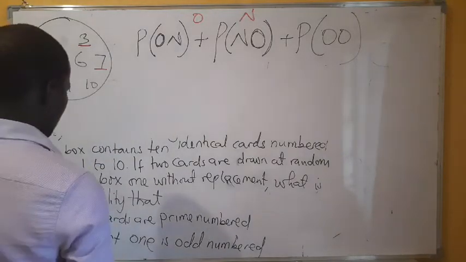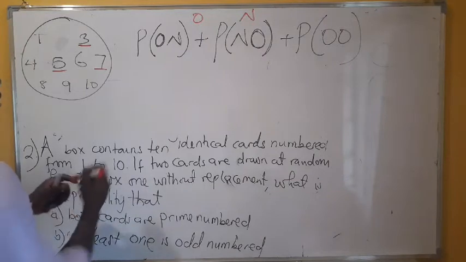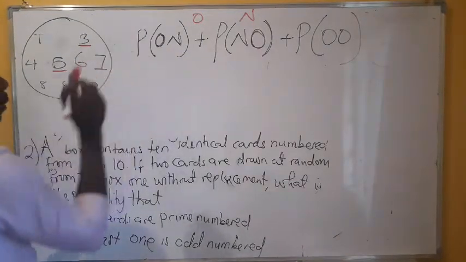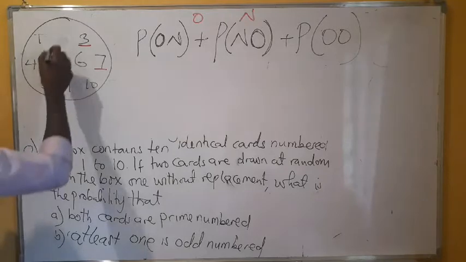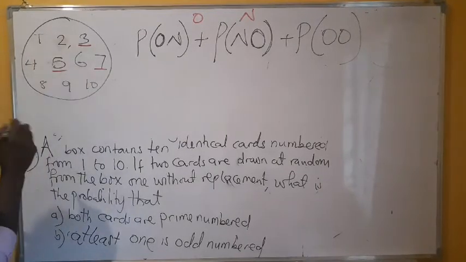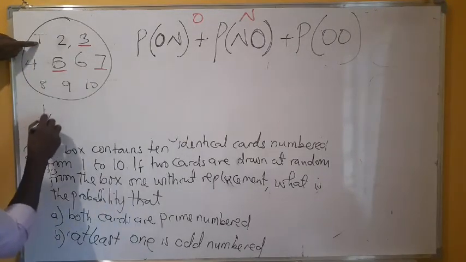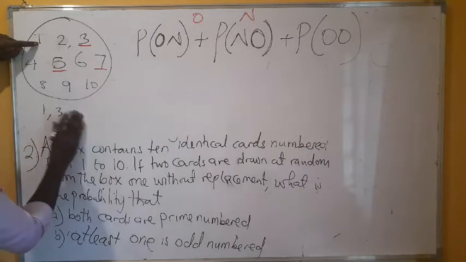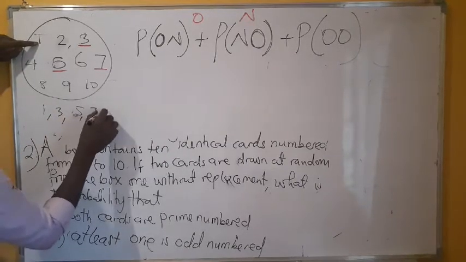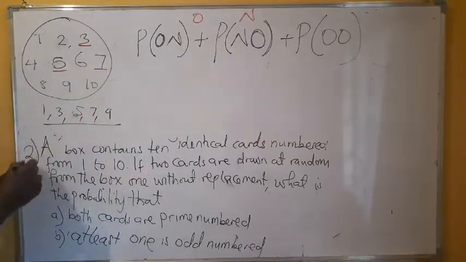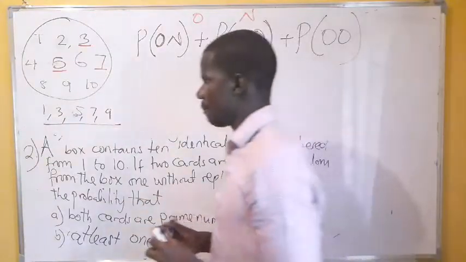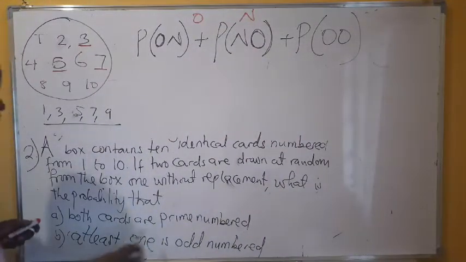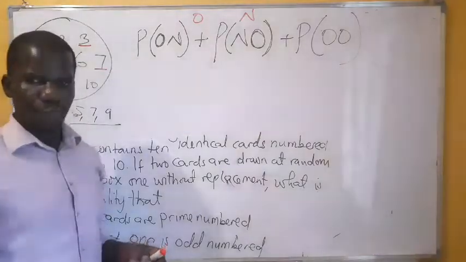So, the first one is an odd number. Let me put back the 2. How many odd numbers do we have here? We have 1, 3, 5, 7, 9. We need to know what an odd number is. An odd number is a number that is not divisible by 2. It's important to know what numbers we're talking about. Prime numbers are numbers that only have 2 factors.